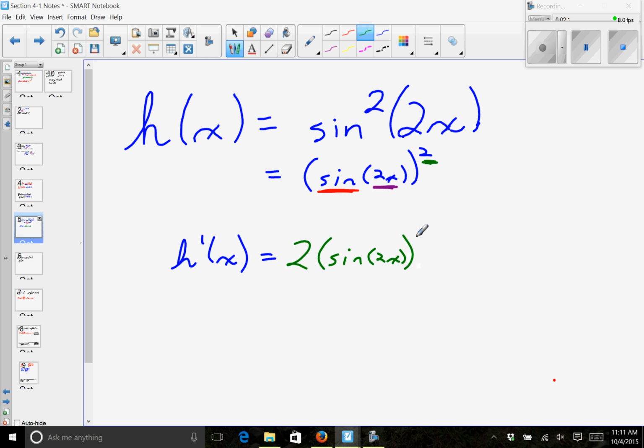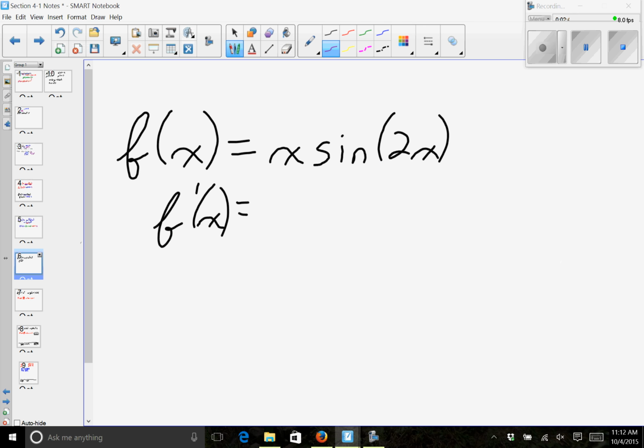To the first power, but I'm not going to write the first power. Then times, I go to the next inside, which would be sine. Derivative of sine is cosine. Not messing with its inside yet. Then times the derivative of the inside of that, which would be 2. And all of this is the derivative of sine squared of 2x.